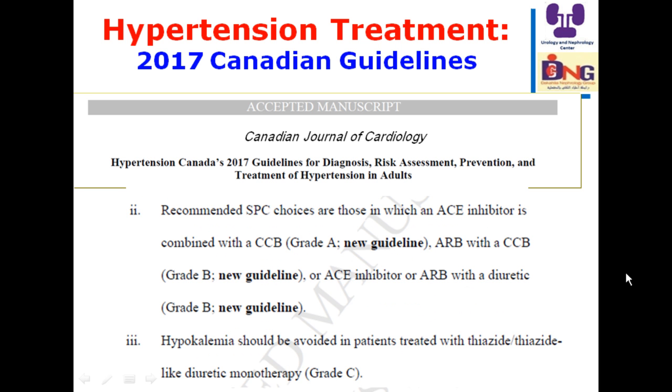Recommended single pill combination choices are those in which an ACE inhibitor is combined with a calcium channel blocker. This is a new guideline, level A. ARBs with calcium channel blocker, grade B. ACE inhibitor with diuretic or ARB with diuretic, grade B. Hypokalemia should be avoided. As I mentioned, potassium is important for regulation of blood pressure, and it is a friend for treating hypertension. So hypokalemia should be avoided in patients treated with thiazide-like diuretic monotherapy, grade C.